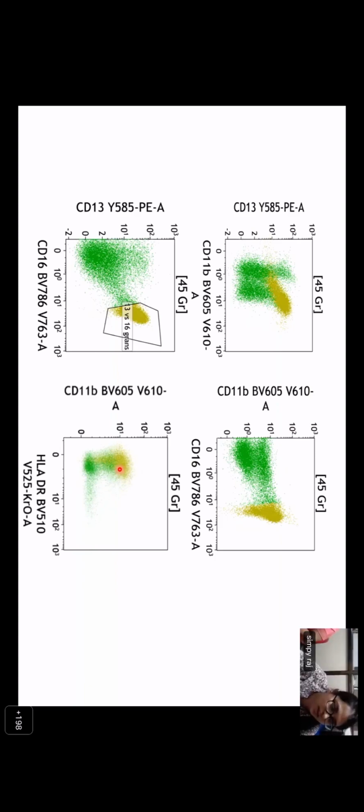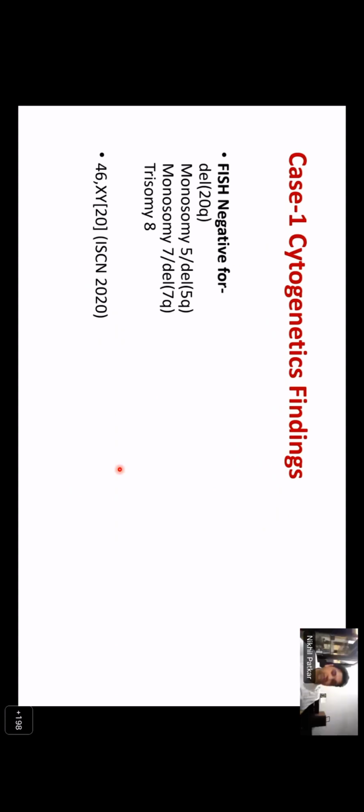It's normal, and there is only a left shift, which is seen in the granulocytic lineage. Very good. So for this patient, now going back to our friend, the student: can you read the cytogenetics for this?